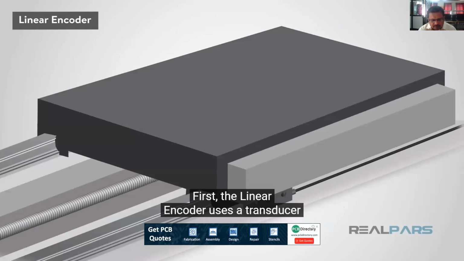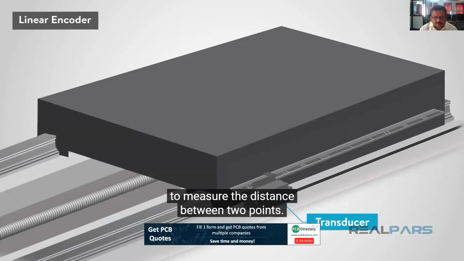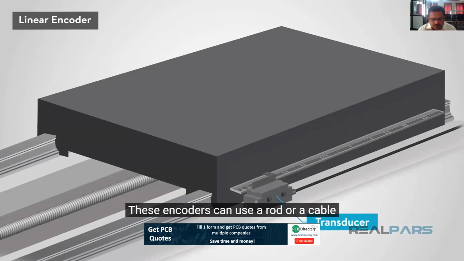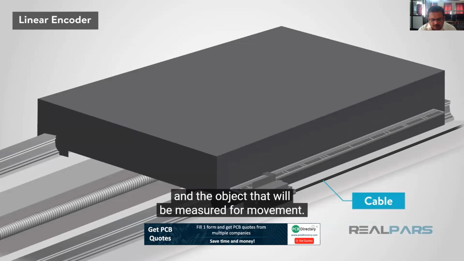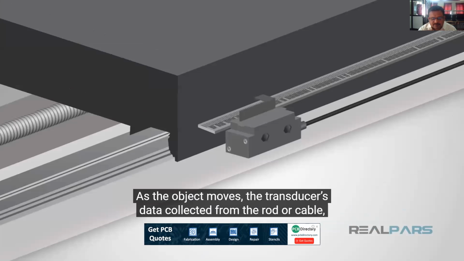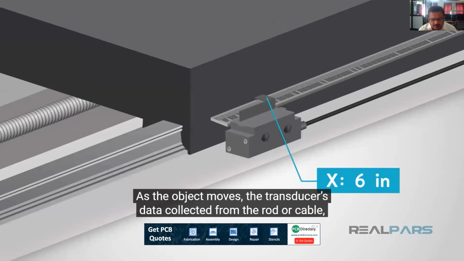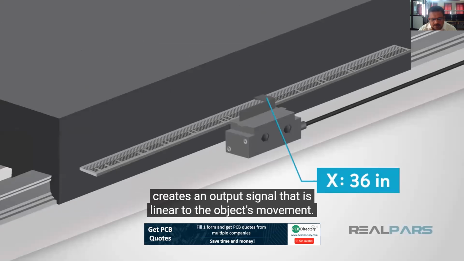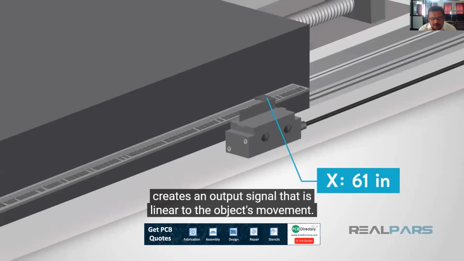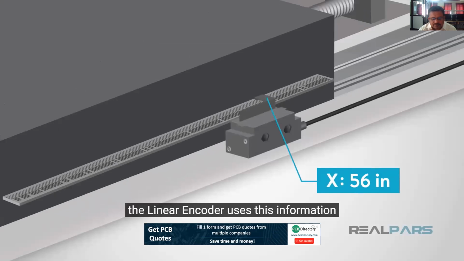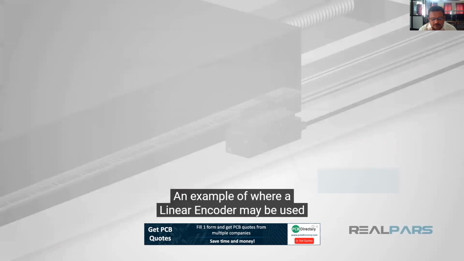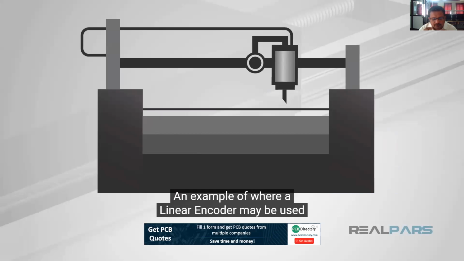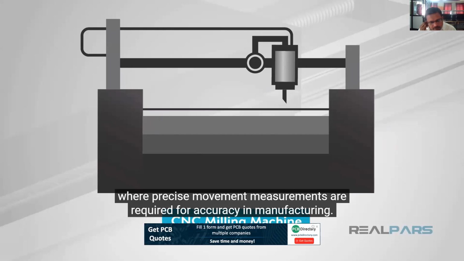First, the linear encoder uses a transducer to measure the distance between 2 points. These encoders can use a rod or a cable that is run between the encoder transducer and the object that will be measured for movement. As the object moves, the transducer's data collected from the rod or cable creates an output signal that is linear to the object's movement. As the distance is measured, the linear encoder uses this information to determine the position of the object. An example of where a linear encoder may be used is for a CNC milling machine, where precise movement measurements are required for accuracy in manufacturing.